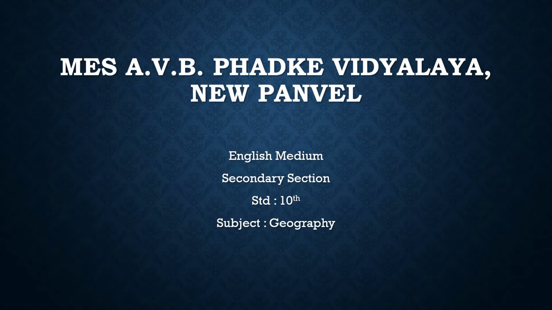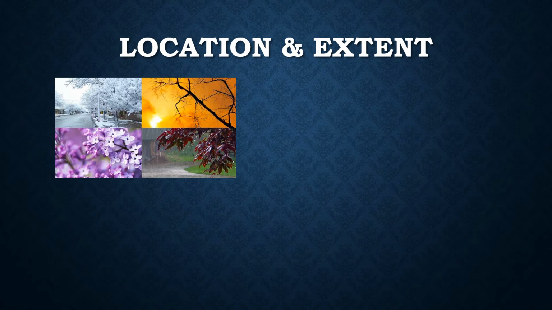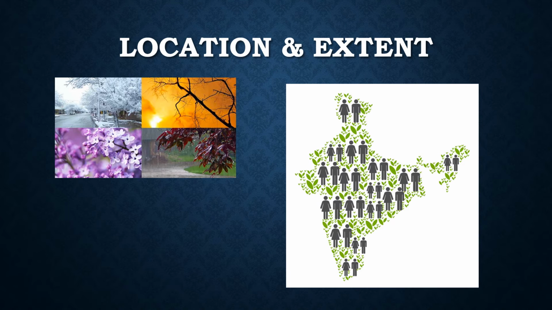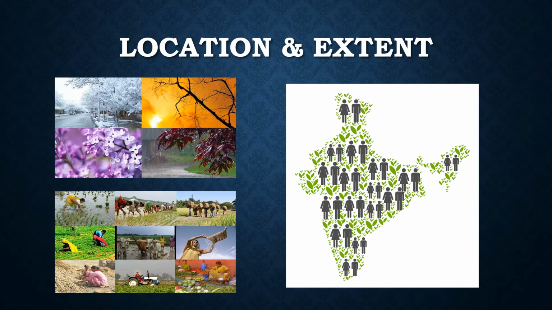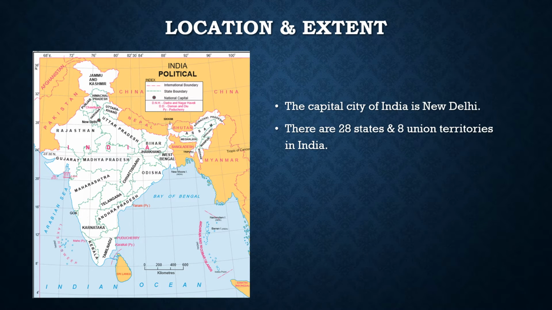Location and extent affect the climate, population distribution, and occupation of a nation. This lesson is about a comparative study of India and Brazil with reference to location and extent. So, let's see the location and extent of India first.